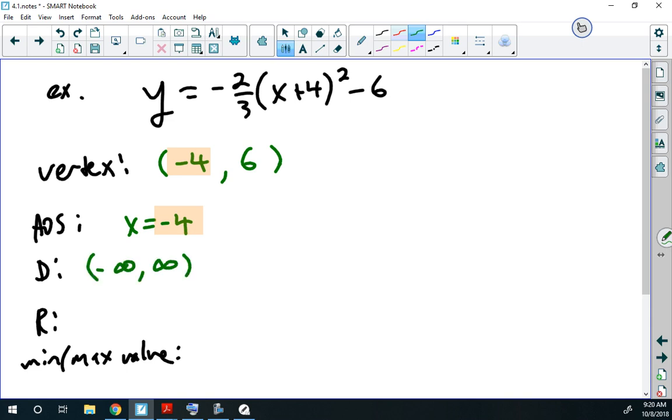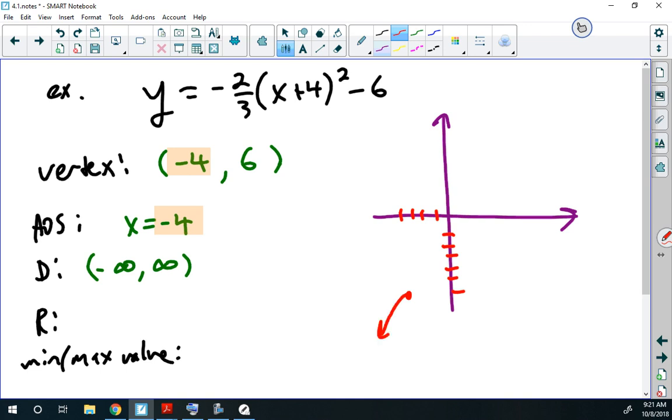What about the range? That's a tricky one. You might want to sketch a picture. Sometimes a picture's worth 1,000 words. 1, 2, 3, 4. 1, 2, 3, 4, 5, 6. The vertex is going to be over here. Which way does this graph open, up or down? The graph opens downward, so that's going to help us with our range here. What's our range going to be on this?